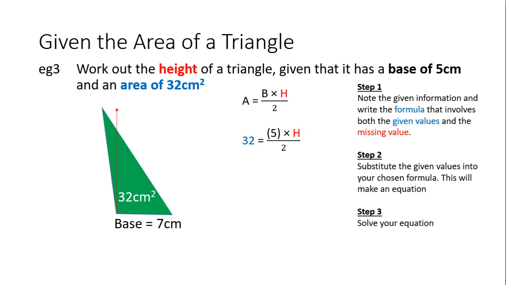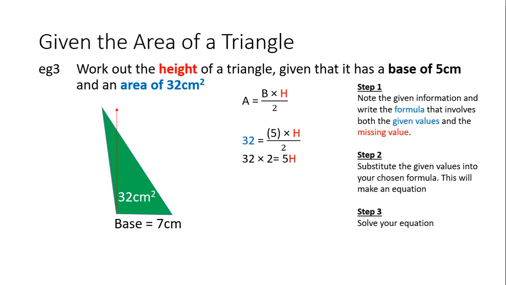Right, next step we need to solve this equation. So we want to get h on its own. My first step for that is maybe seeing that this is a fraction and everything is being divided by 2. Take the 2 to the other side and multiply. So that's going to be 32 times 2 is equal to 5h.